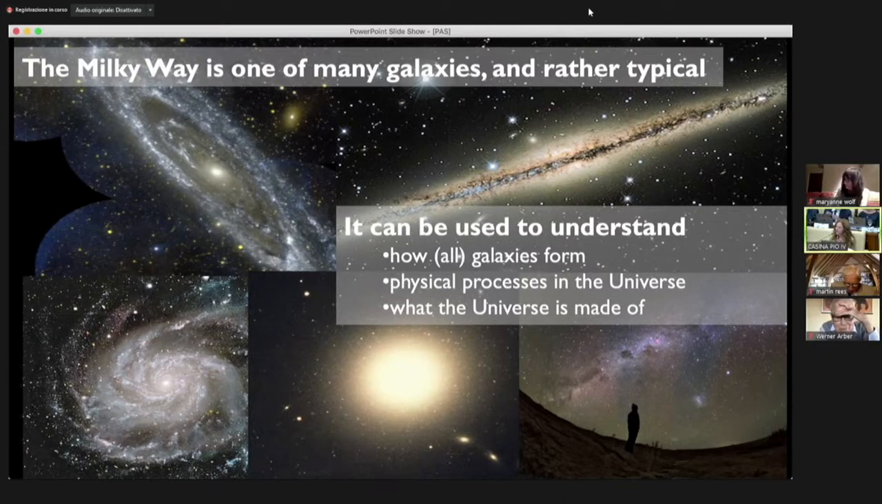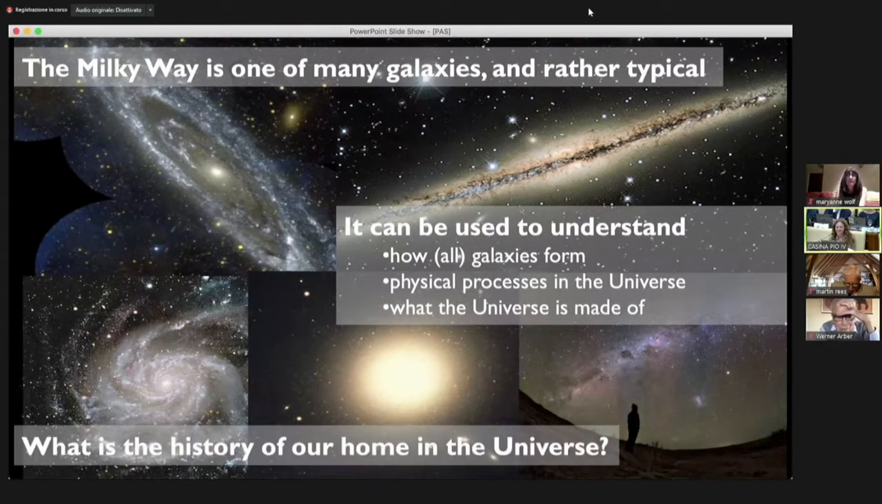But the reason I'm mostly interested in the Milky Way is that I see it as our home in the universe. And we're all interested in understanding our origin. And so that's why we would like to know what the history of our galaxy is.